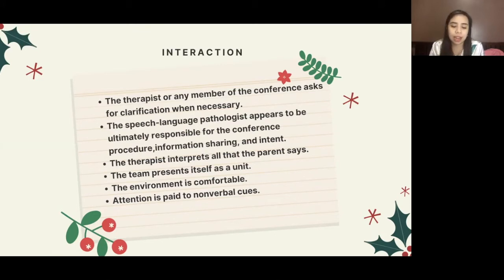And then, as an SLP, you have to be in charge of the situation, because if it is your conference man, you really have to establish that you're there to relay results. The therapist interprets all the parent says. As what I said earlier, it's really important to listen. The team presents itself as a unit. The environment is comfortable, and attention is paid to nonverbal cues.